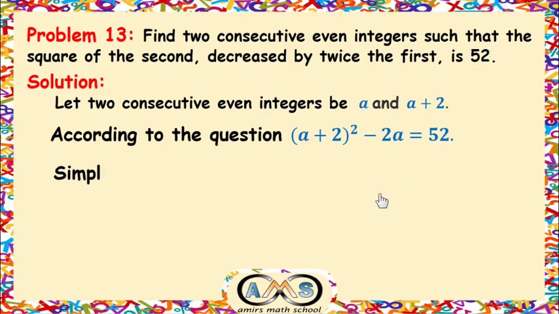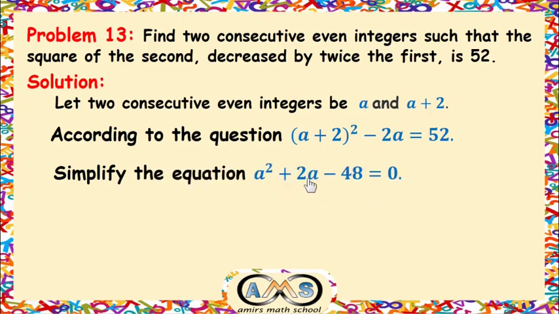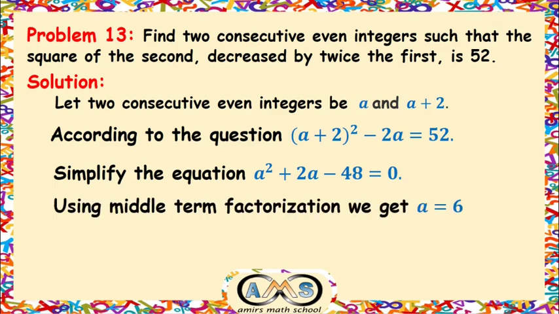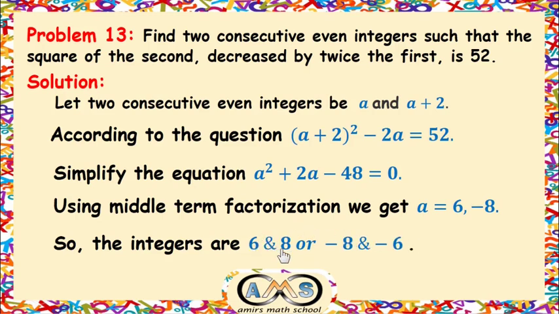Simplifying this equation, we get a quadratic equation, that is a square plus 2a minus 48 equal to 0. We can solve this quadratic equation in many ways, that is middle term factorization or factor rules. Here, using middle term factorization, we get the values a equal to 6 and minus 8. So the integers are 6 and 8 or minus 8 and minus 6. If we take a equal to 6, we get the next even integer 8, and if we take the first even integer as minus 8, then the next even integer will be minus 6. So this is our required result.